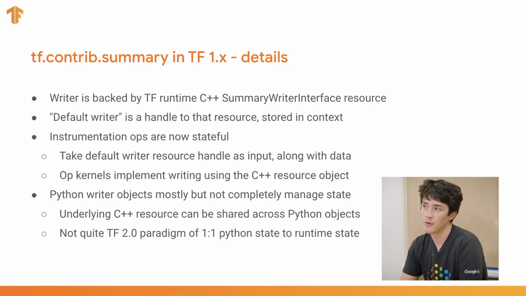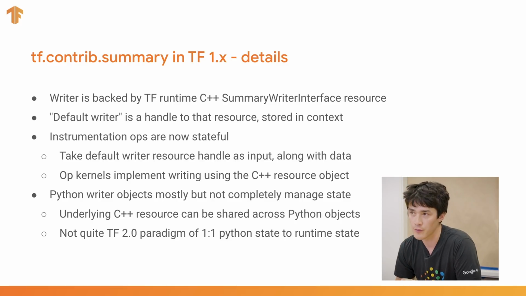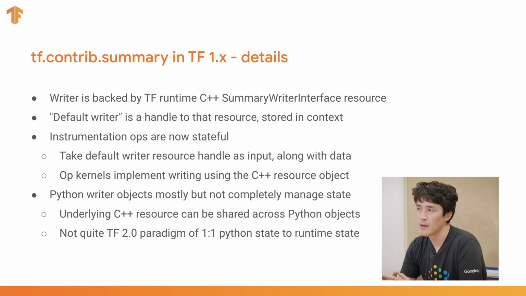And then the actual op kernel implements the writing using the C++ resource object. And with this model, the Python writer objects mostly manage this state. They don't quite completely align because the C++ resource could actually be shared across Python objects, which is a little bit different still from the TensorFlow 2.0 paradigm, where we want our Python state to reflect runtime state one-to-one.